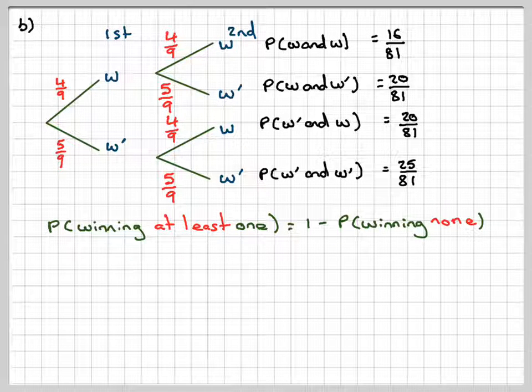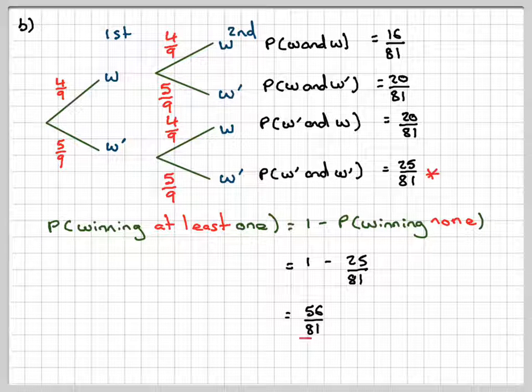So it's always easier to find the probability of at least 1. It's 1 minus the probability he doesn't win any, which is going to be 1 minus 25 out of 81, which is equal to 56 out of 81. Otherwise, you'd have to add up all these 3, and if there's more probabilities, it'd be quite a bit to add up.